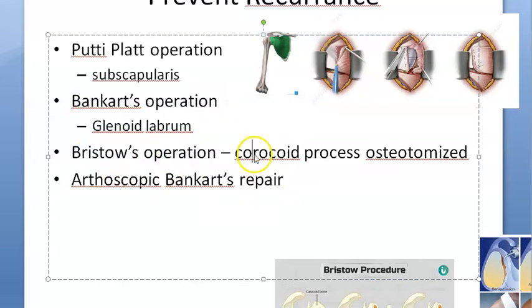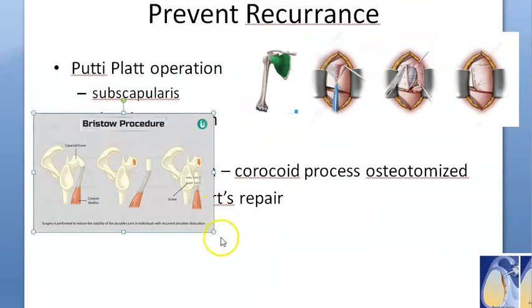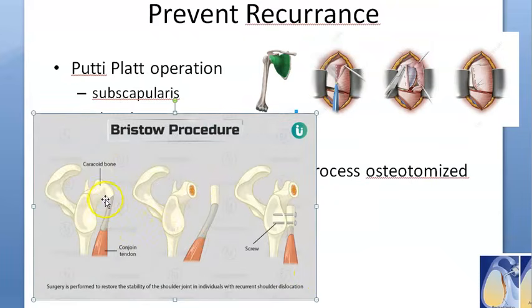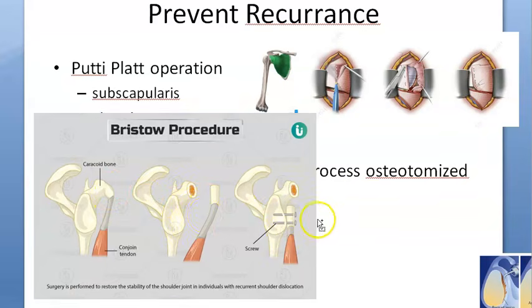Now let's go to Bristow's operation. Here, they are working on the bone, the coracoid process. It's osteotomized. Look at this image here. This is the coracoid bone, to which some tendon is attached. They take a part of that coracoid process, remove it, that is, osteotomize it, and fix it to the lower half of the anterior margin of the glenoid. So it will give dynamic anterior support to the head of the humerus. It looks like they're removing a part of the bone and fixing it here. Okay, this is Bristow's operation, where they are working on the bone.